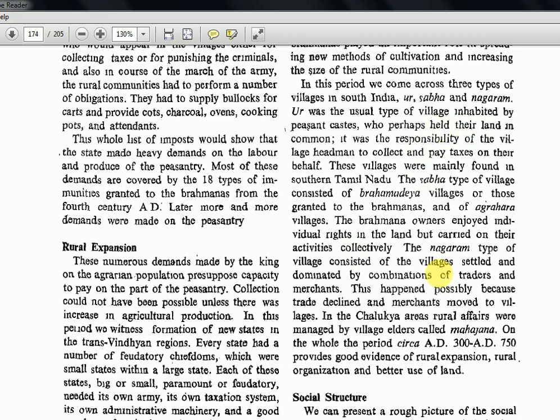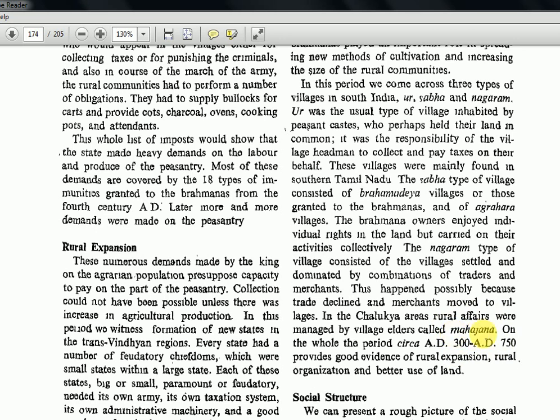Ur is the village where peasant class is there. Then we have this Sabha, the other type, these Brahmadaya type of villages. Now this Nagaram is where the merchants and traders are there. So 3 types of villages. They happened possibly because trade declined and merchants moved to villages. In the Chalukya area, rural affairs were managed by the village elders called Mahajana. So this is one term again you should know. In the 300 AD this time, these village elders were called Mahajana.